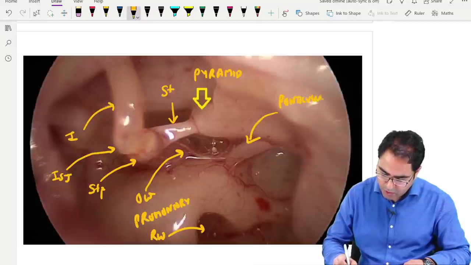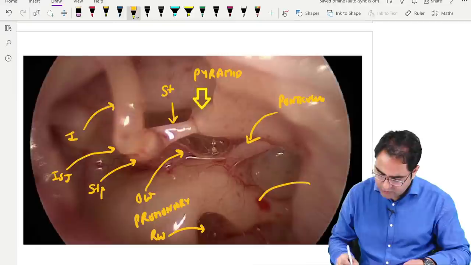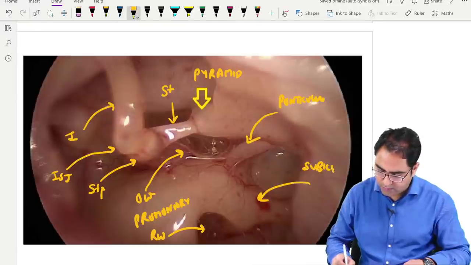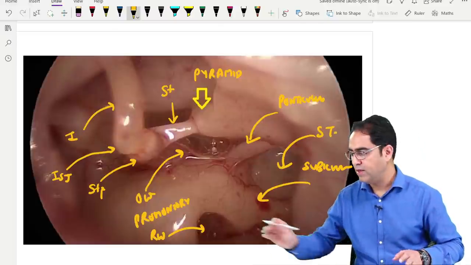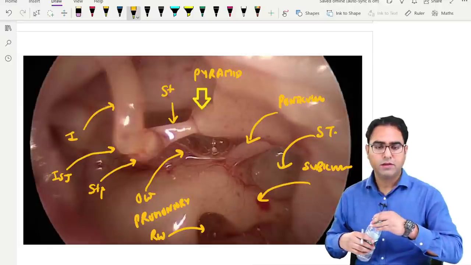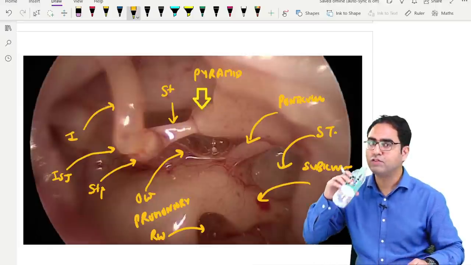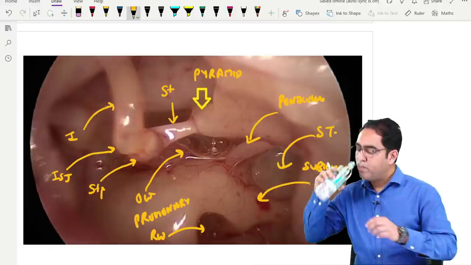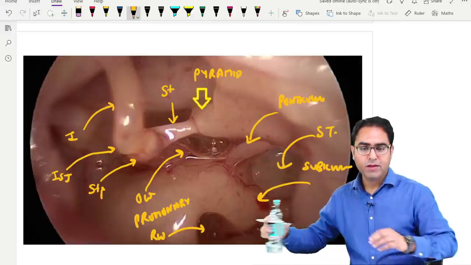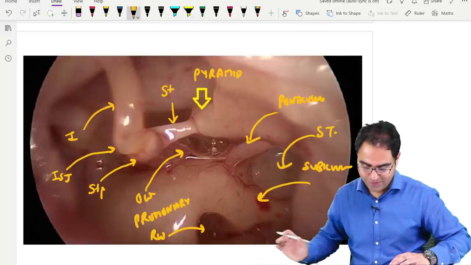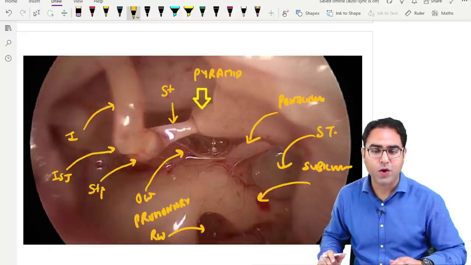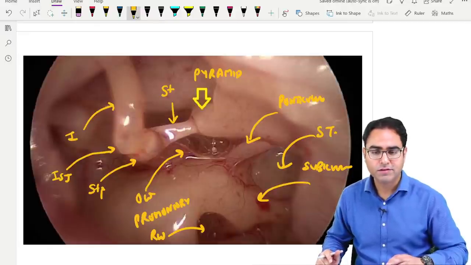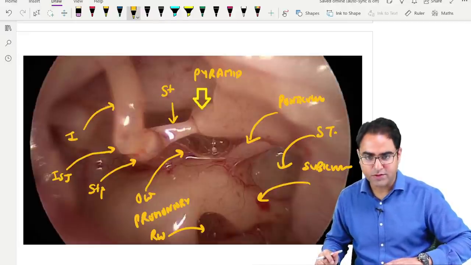What is this projection, this spicule called? Ponticulus, from promontory to pyramid. What is this spicule called? Subiculum. What is this area called? Sinus tympani. Are you clear about it? Yes or no? Tell me in the chat box. Is this doable? Can you find out where the oval window, round window and incus are? Okay, very good. Wonderful.